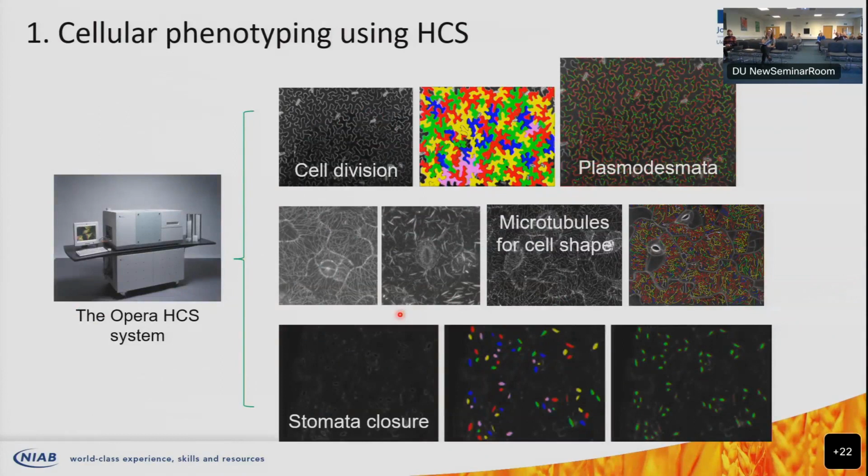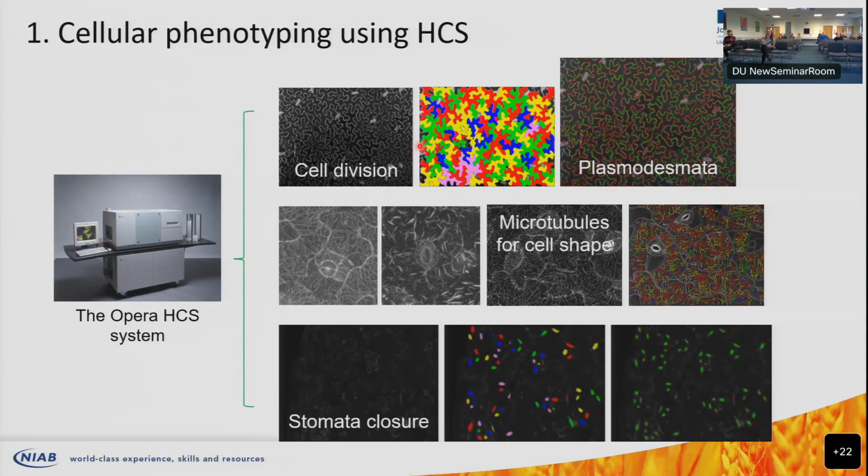The Opera HCS system basically provides 96 wells when you mount your leaf tissues, mainly Arabidopsis and Nicotiana benthamiana, onto the 96 wells. You can image them using random regions of interest, and eventually what you're getting is a huge amount of data at the cellular level. For example, these are epidermal cells, and then you can study things like plasmodesmata to understand cell-by-cell interactions, or look at microtubules or actins that are linked with the shape of the cells.